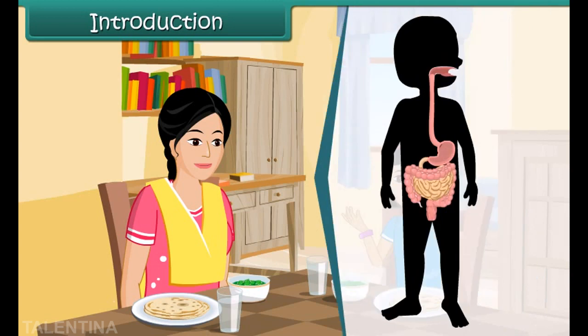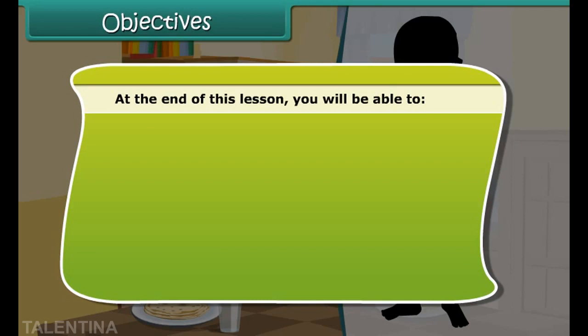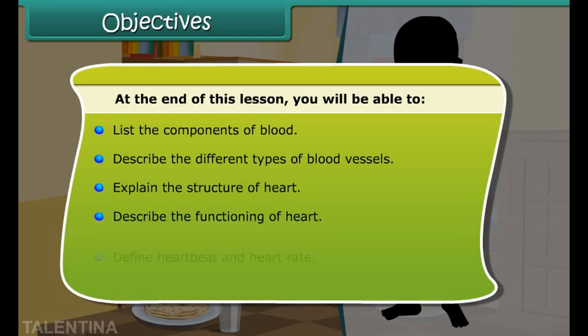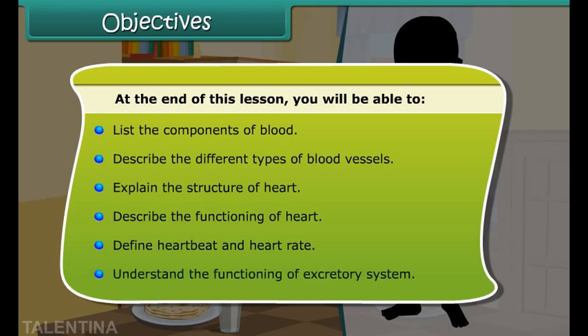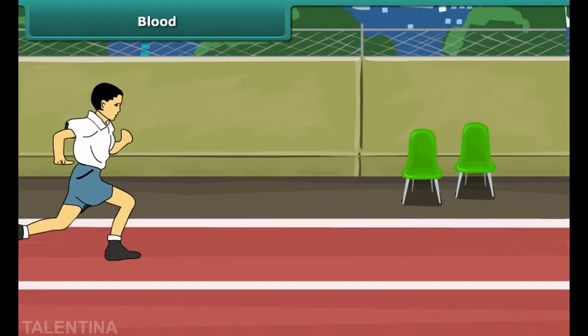In this lesson, we will discuss the process of transportation of oxygen, nutrients, and wastes from one part of the body to the other part. Objectives. At the end of this lesson, you'll be able to list the components of blood, describe the different types of blood vessels, explain the structure of the heart, describe the functioning of the heart, define heartbeat and heart rate, and understand the functioning of the excretory system.